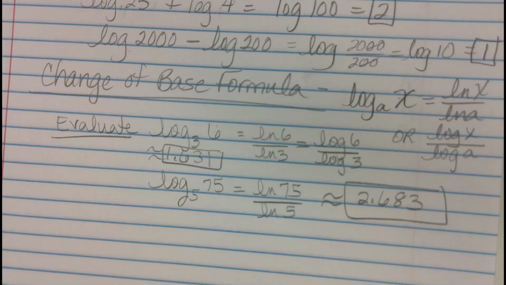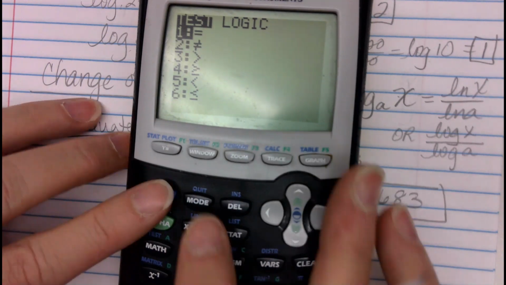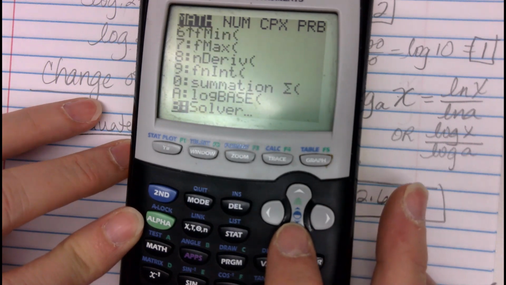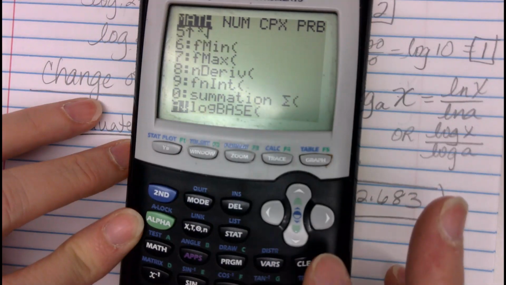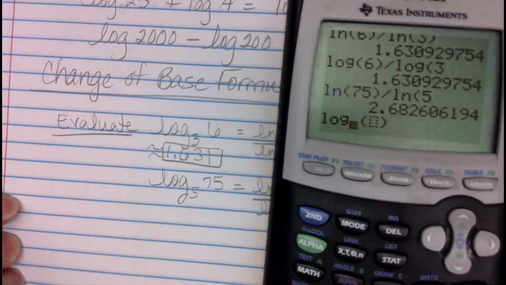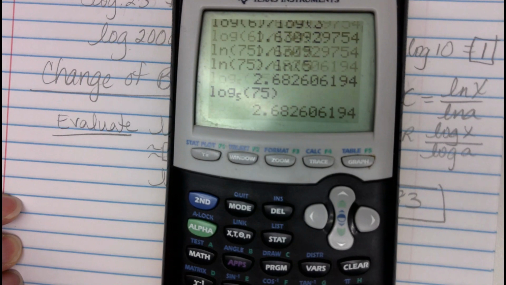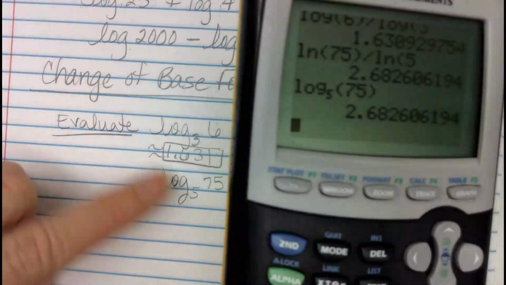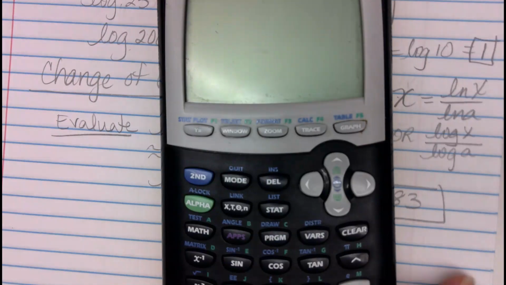Oh, you would have the calculator for it. Let's see if we can find it. Do you see a log base anything? Oh, there it is. Log base. See the log base 5 of 75. Same answer. To me, it's just as easy to do ln of 75 over ln of 5, isn't it, than to try to find that log base thing.